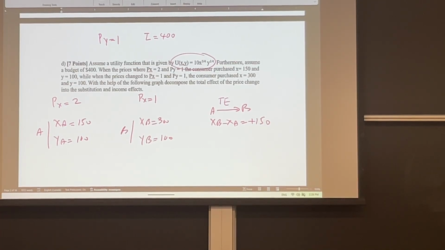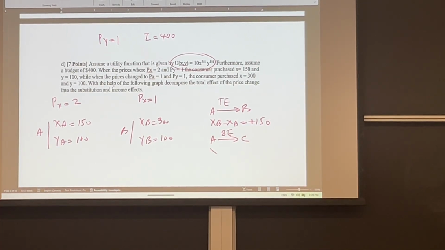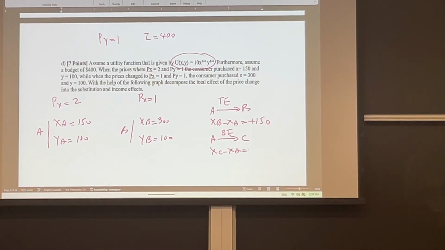Alright? We know we can isolate the substitution effect by eliminating the income effect. That will give us point C. That's what we did on the graph, right? So if we can get point C, that will give us only the substitution effect. So substitution effect is xc minus xa. We have to find it.